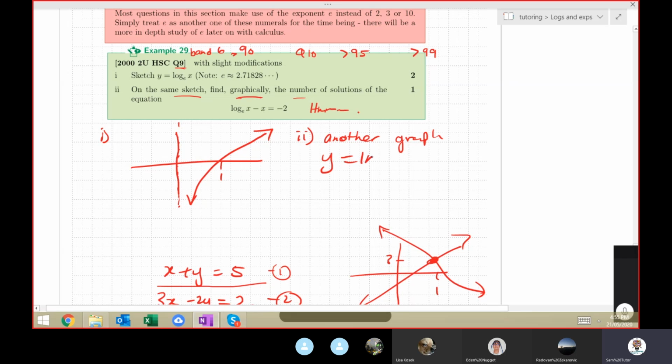So one graph is this: y equals ln x, or log x. What is the other graph? ln x minus x equals -2. It's going to start with y. I don't know, take a guess. It can't be log x. That's my clue, because log x is already one of them. So what's it going to be?